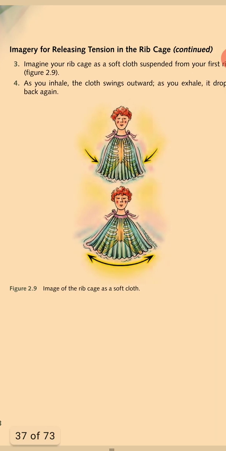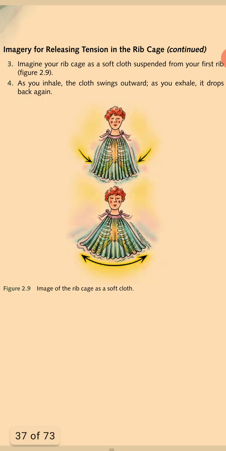Imagery for releasing tension in the ribcage continued. Imagine your ribcage as a soft cloth suspended from your first rib. As you inhale, the cloth swings outward. As you exhale, it drops back again.